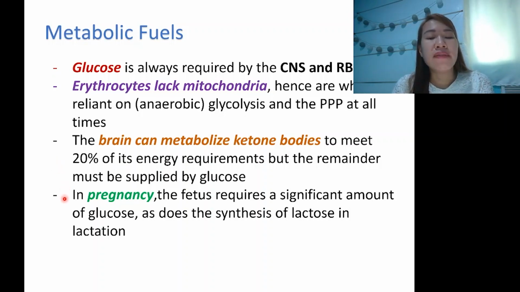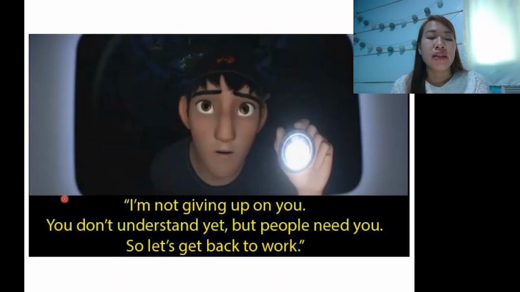In pregnancy, the fetus will, on the other hand, require a lot of glucose. So in lactation, they will also require a lot of glucose because of synthesis of lactose. So that ends our lecture on the basic concepts of metabolism.